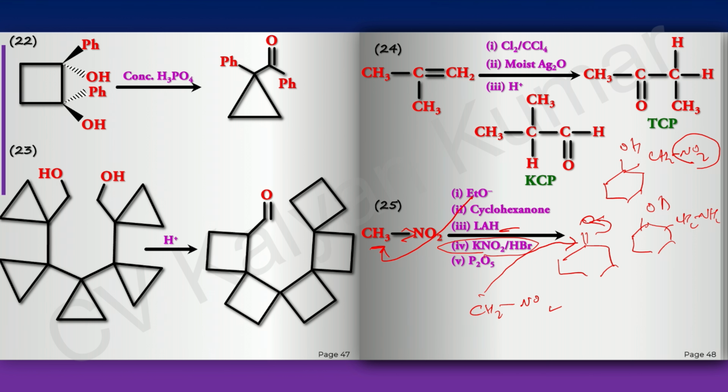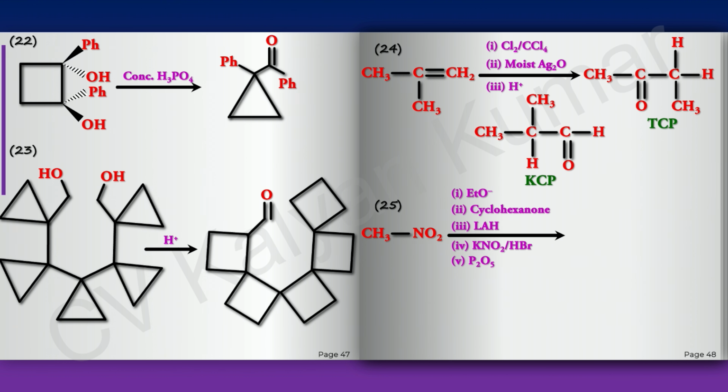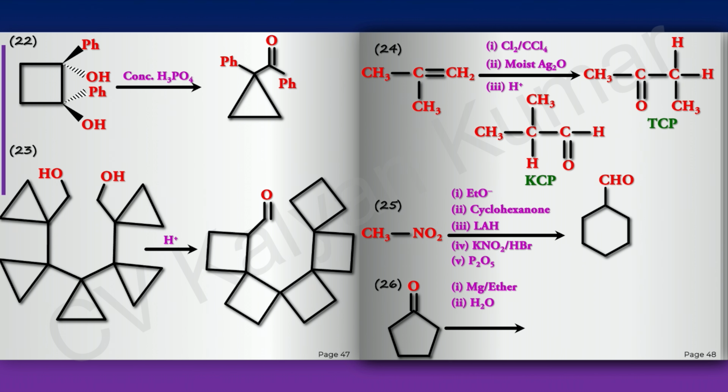What will KNO2 and HBr do? Convert this into diazonium and OH. So again, you eventually get 2 OH. And what does it do? Pinacol-pinacolone. So here, once you make this product, you will get this. And then you have cyclopentanone, Mg ether, H2O, H2SO4.